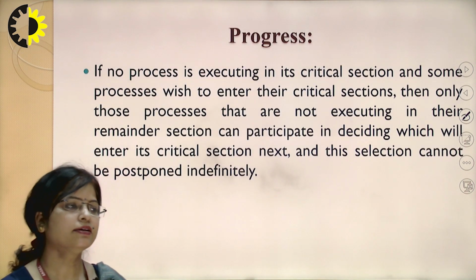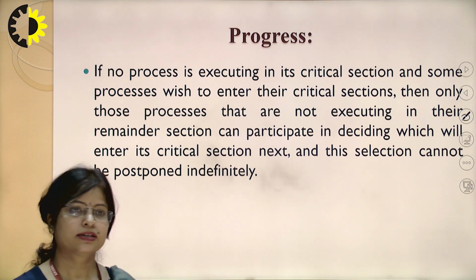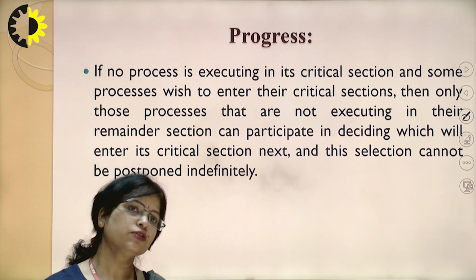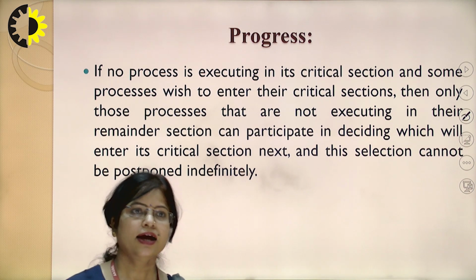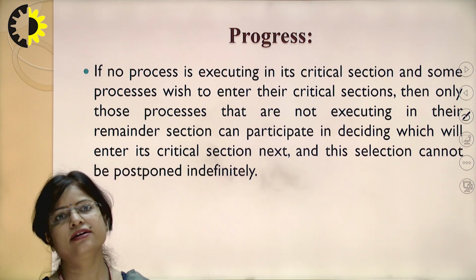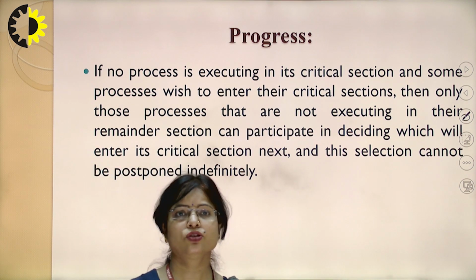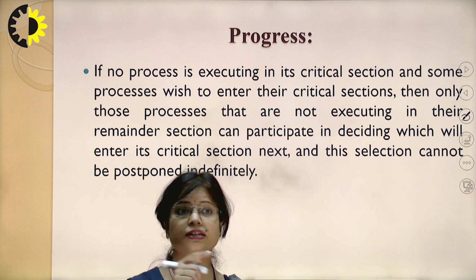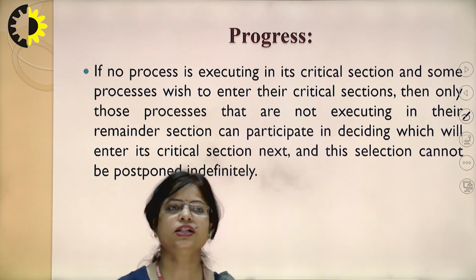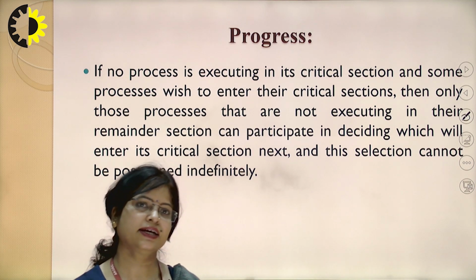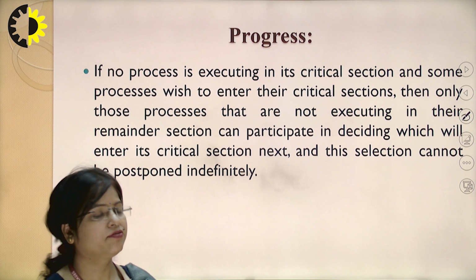The second primary condition is progress. Progress means if no process is executing in its critical section and some processes wish to enter their critical section, then only those processes that are not executing in their remainder section can participate in deciding which will enter its critical section next. And this selection cannot be postponed indefinitely.